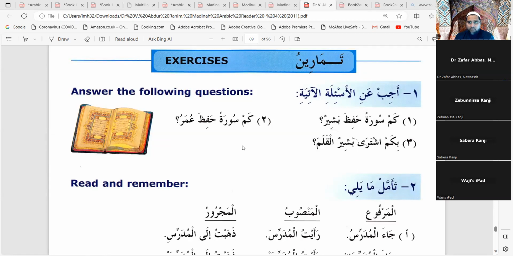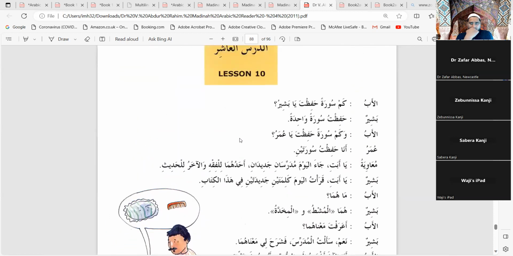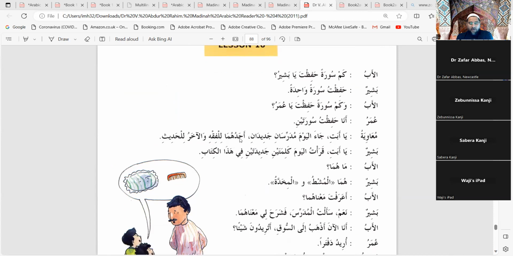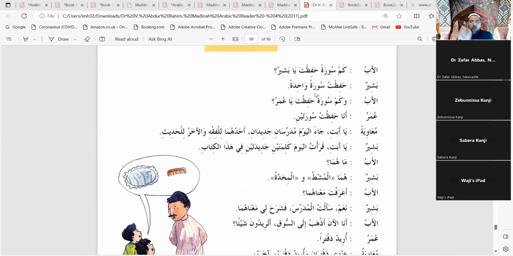Okay, so it says, answer the following: Kam suratan hafiza Bashirun? How many surahs did Bashir memorize? Is it "Huwa Hafiztu suratan wahidatan"? No. He said "Hafiztu", which means "I memorized". You can't say that. Oh my goodness. I want you to change the verb to "he memorized one surah".